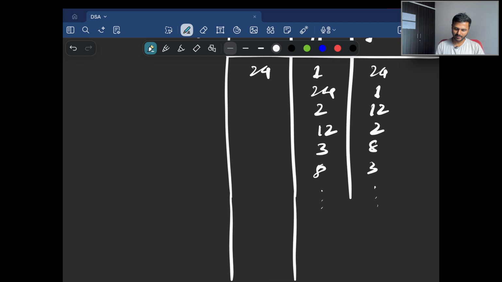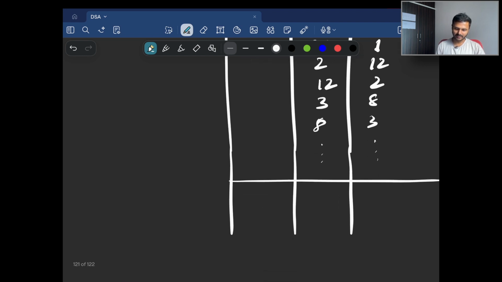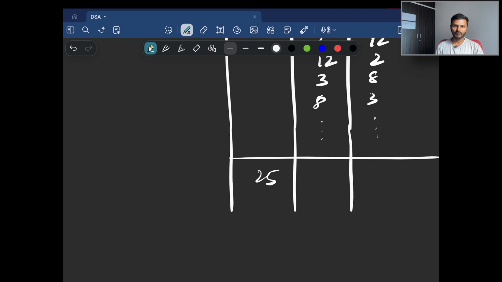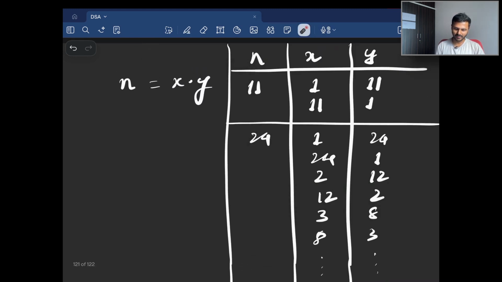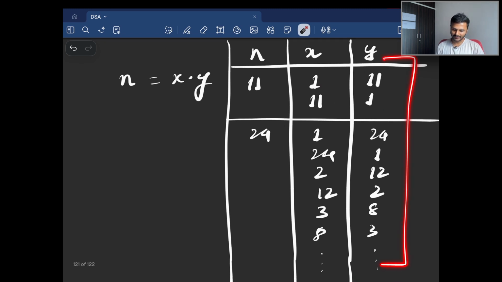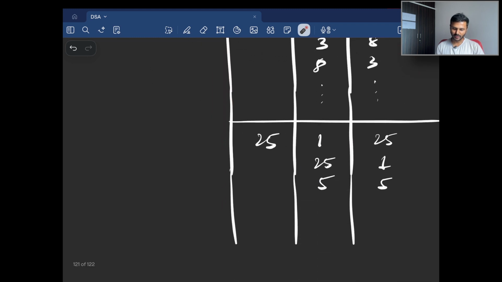So n is 24. Now, if I take another example for n, let's say 25, what will the values of x and y be? X can be 1, y can be 25, or x can be 25, y can be 1, or both of them can be 5, right? So if you take a look at whatever we have over here, you would see that when we take two integers such that when they are multiplied, it gives us n, one of them is of course smaller than the other one, right? And it is true for these two examples. But if we go to the last one, we come across a case where both of them are equal.